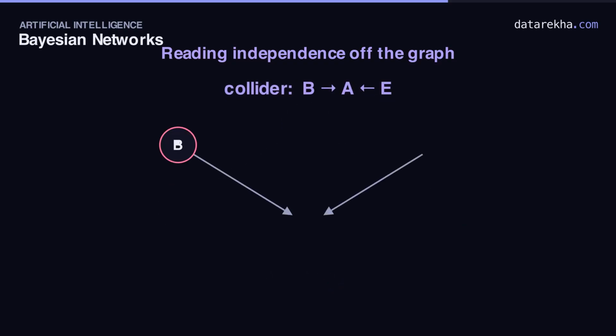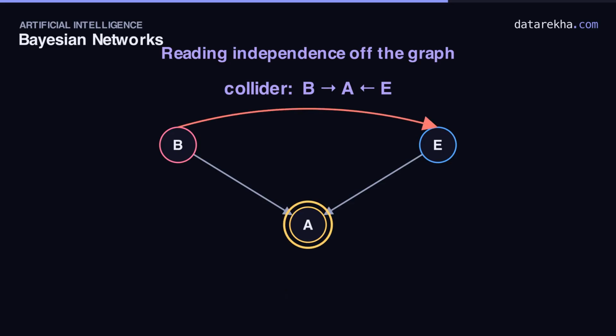Third, and this one genuinely surprises people, a collider. 2 arrows crash into the alarm. With nothing observed, burglary and earthquake are completely independent. A break-in tells you nothing about tectonic plates, but now condition on the alarm. Suddenly they're linked. The alarm is blaring, so something set it off. And if you learn an earthquake struck, that explains it, and the chance of a burglary drops. 2 causes competing for one effect. That effect has a name, explaining away. Chain and fork open up when you condition. A collider does the exact opposite, coupling what was independent.